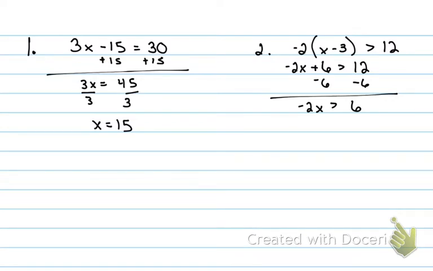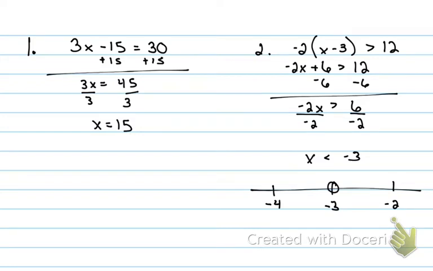What do I need to do last? Divide both sides by what? Negative 2. What's my rule when a negative is connected to my variable? Flip the sign. So it's x is less than negative 3. Then when you graph that on the number line, you need 3 numbers. What number goes in the middle? Negative 3. What number goes to the left or one less? Negative 4 and negative 2. Open or closed dot? Open. And which way does my arrow go? To the left.